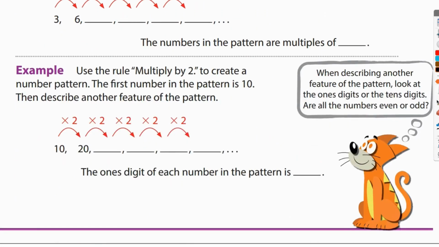All right, here we go. Now, the second example says, use the rule multiply by 2. So now we're not adding, now we are doubling. This is not the same as adding 2 more. So let me explain. First of all, the pattern starts with 10. Okay, so I have 10.